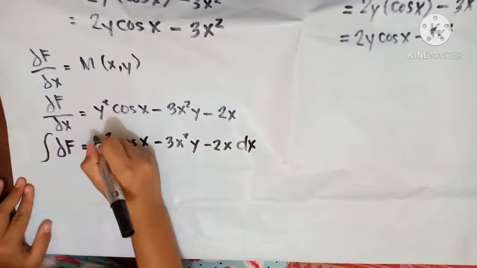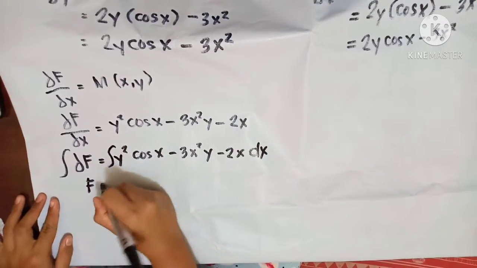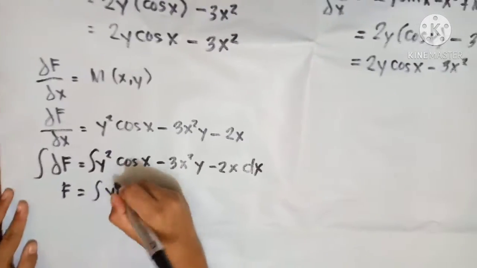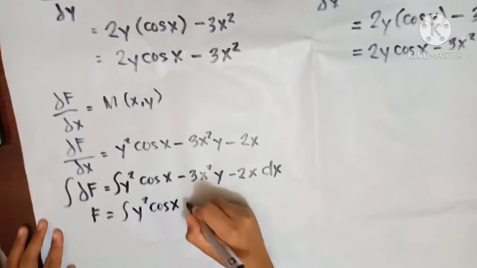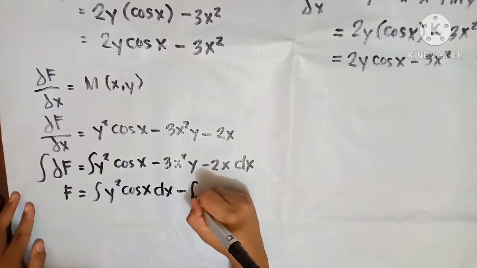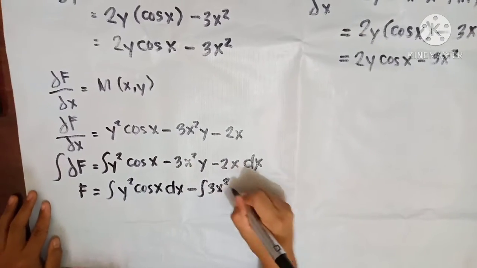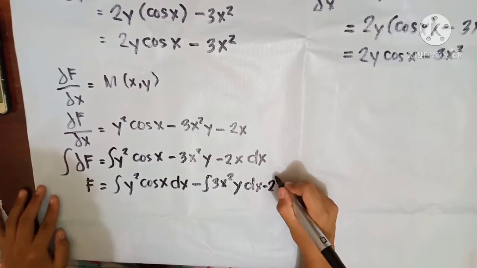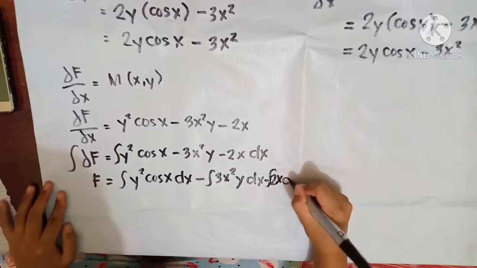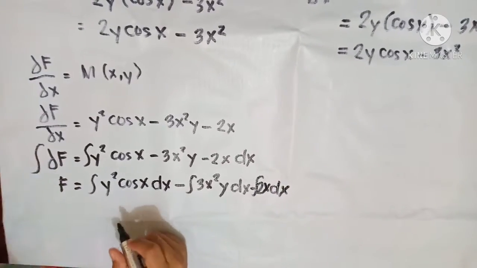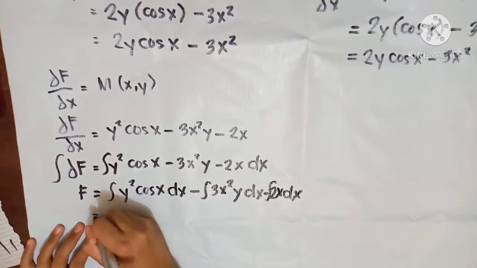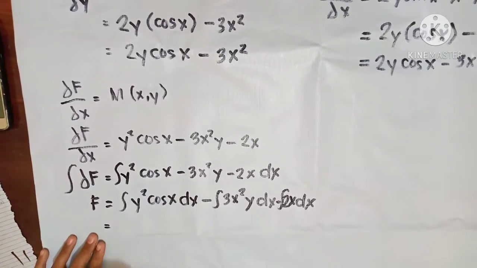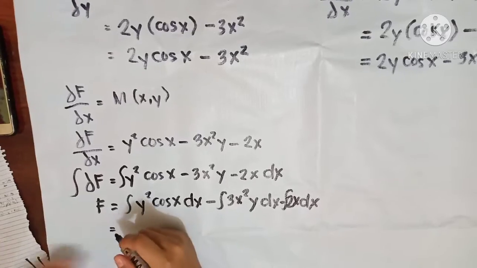We'll then integrate. So this will become f, and we will distribute the integral sign on this side. So integration of y squared cosine x dx minus integration of 3x squared y dx minus integration of 2x dx. Since we're integrating in terms of x, we will treat other variables aside from x as constant. So we will put the constant outside the integral sign.